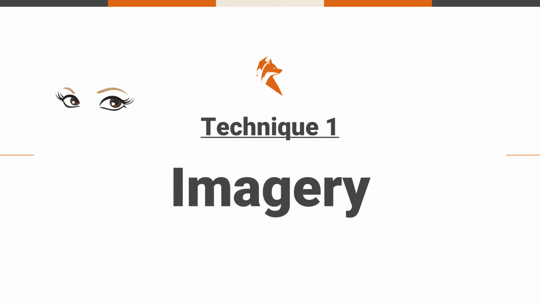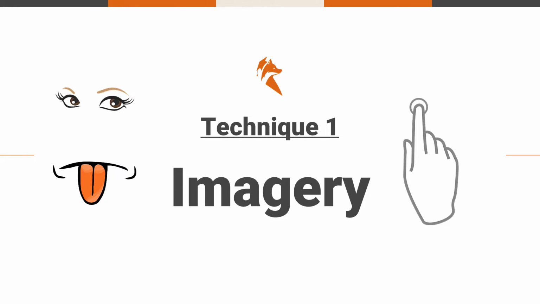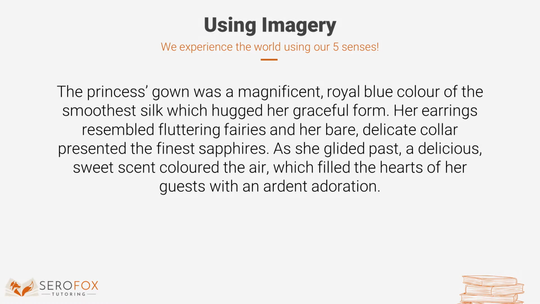We also have 4 other senses. Appealing to our reader's sense of taste, touch, sound, and smell are all very powerful tools that can be used to bring your story to life if done correctly. For example, let's describe a princess using imagery incorporating more than just what we can see.